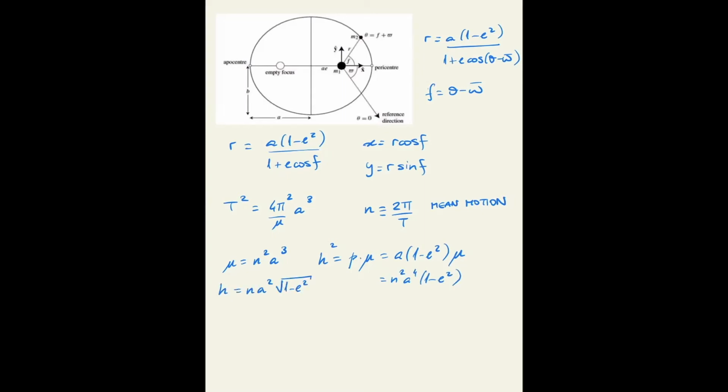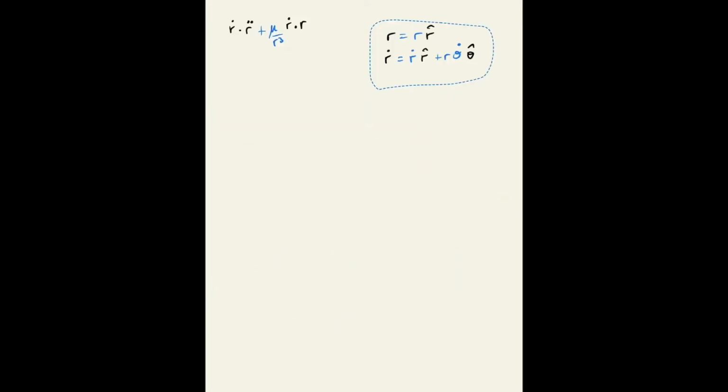Another constant of motion of the two-body problem is the energy. You can find it by taking the equation of motion again, and then taking the scalar product of this with the velocity. So the equation we have is ṙ dotted with r̈, plus μ/r³ times ṙ dotted with the radius vector.